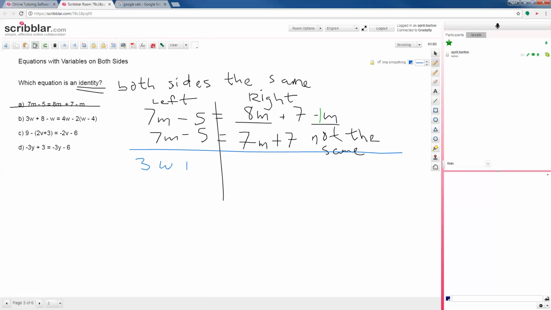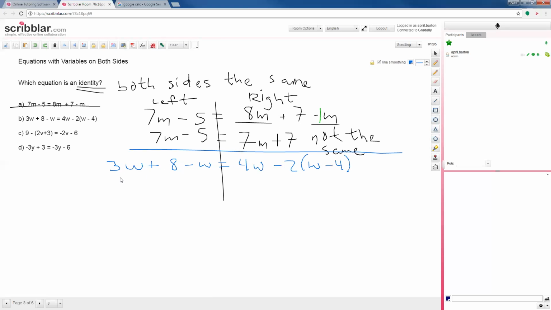I need a little more room than that. So I'm going to rewrite this. So again, we have to simplify each side. We're going to just take each side individually and see if there's anything we can combine together.